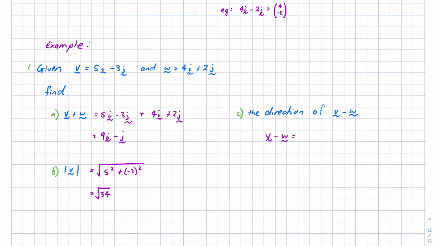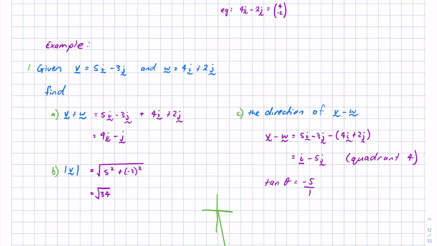The direction of v minus w. So first I'm going to find the vector v minus w. So I'm just going to subtract them. Again, I'm collecting like terms, so the 5i minus the 4i is i, negative 3j minus 2j is negative 5j. Now, it's always important to do a little sketch to see what quadrant that's in, and that is in quadrant 4. So we know when we're finding our direction which quadrant we're in.